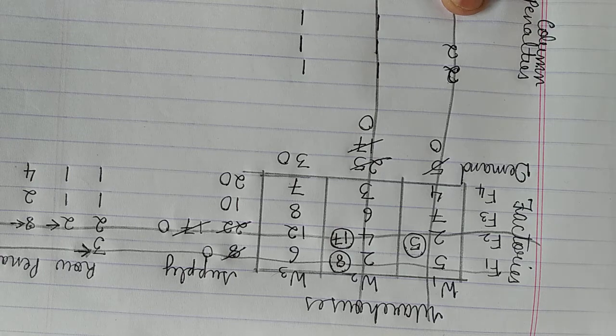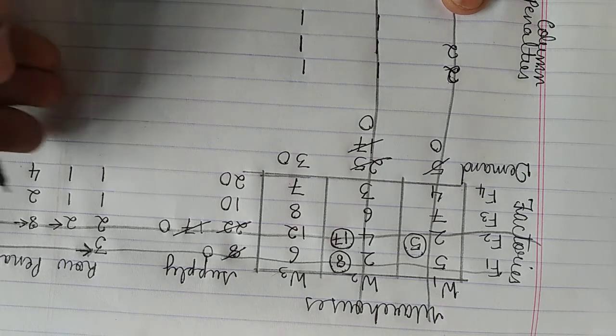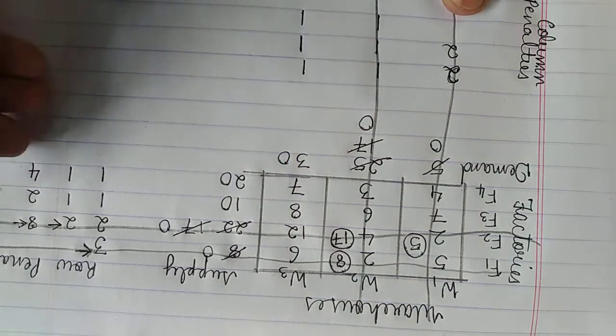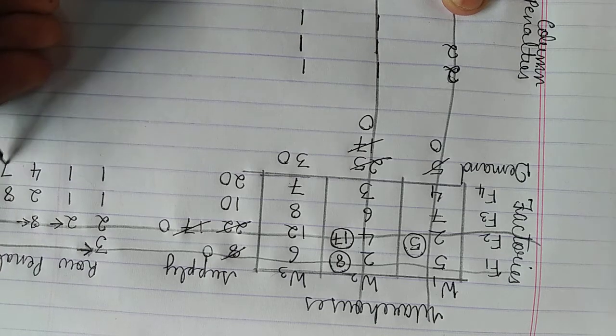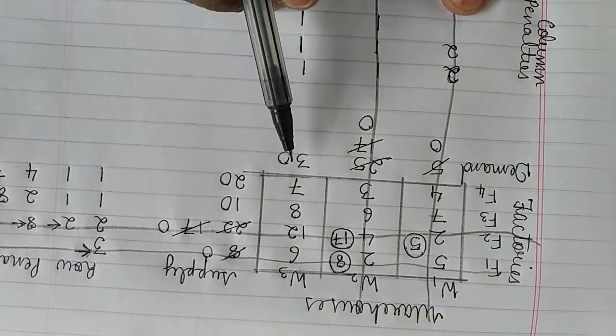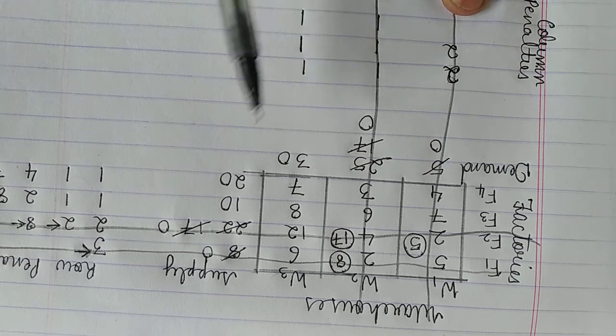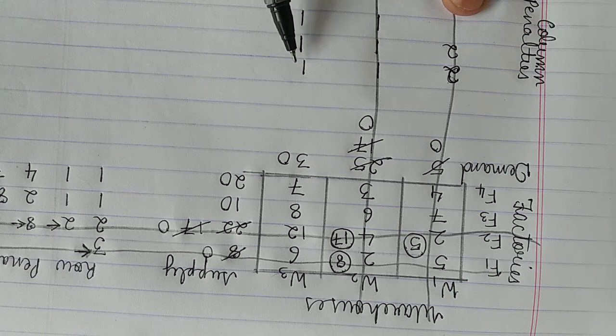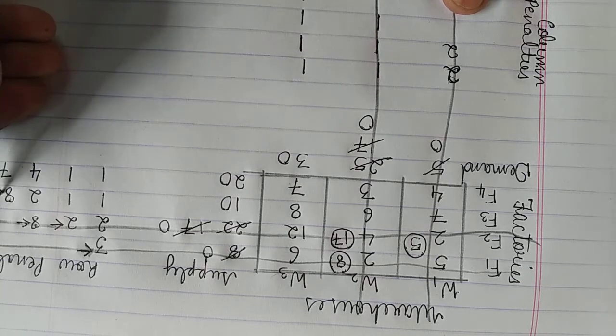Now next step. What is the next step? Again you find the row penalties. Here only single digits are there. So 8 and 7. The other digits you have to consider as 0. So 8 minus 0 is 8. 7 minus 0 is 7. Similarly here also 8 minus 7 is 1. So the highest penalty is here now.